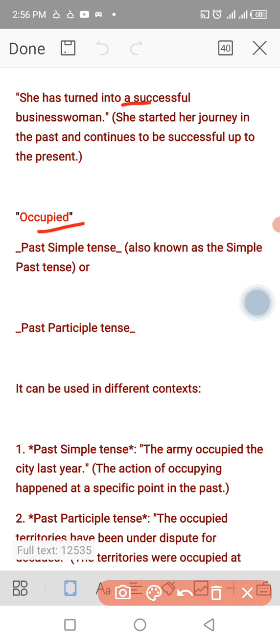Occupied is in the past simple tense, and it can be used in different contexts. For example, the army occupied the city last year.